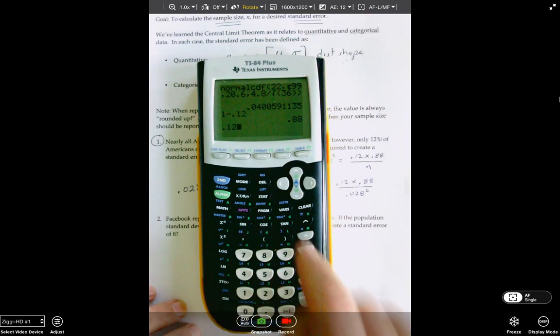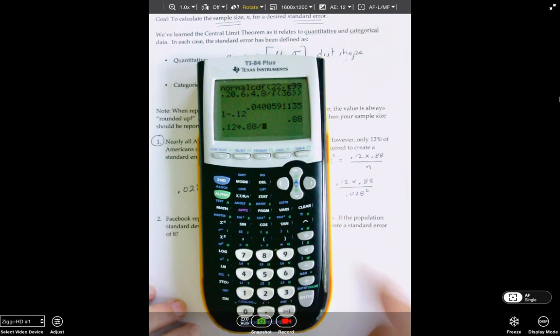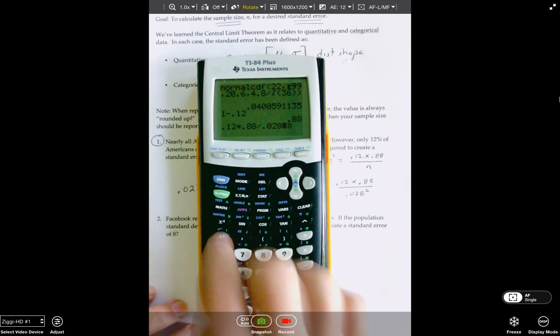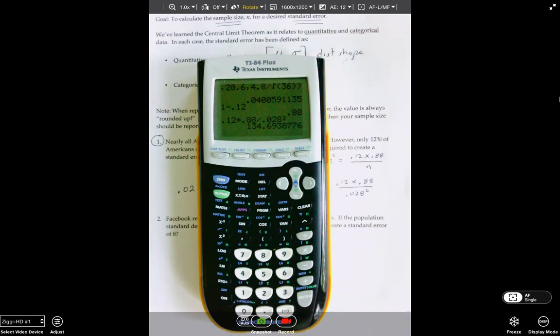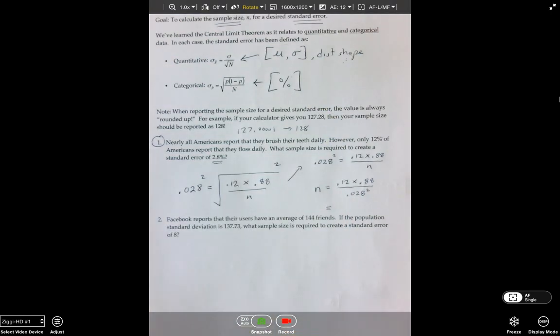All right, 0.12 times 0.88 divided by 0.028 squared. Look familiar? Yep, just what we've been doing all day. So 134 is going to round up to 135.